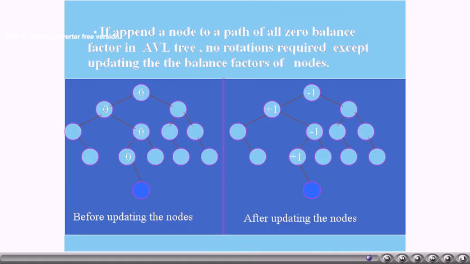If we add a node and if we find out the path of the node, if you find all the nodes along that path have balance value 0, then by adding this new node, we need not require any rotations. Thus, adding this node will not disturb the balance values along the path.